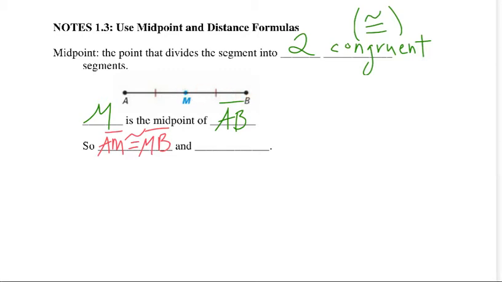That means that the distance from A to M and the distance from M to B will be equal to each other, because distances use numbers, while congruence just compares objects together. One of the cards we're going to fill out tomorrow in class is going to say that if M is the midpoint of segment AB, then we know that segment AM is congruent to segment MB, and the reason, which will be on the back, is because this is the definition of a midpoint.